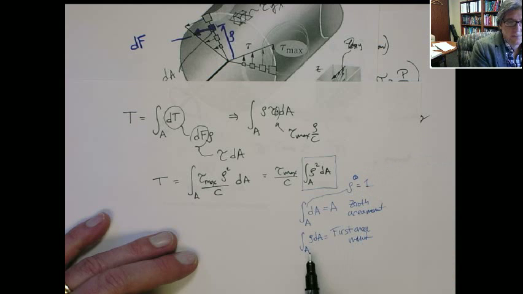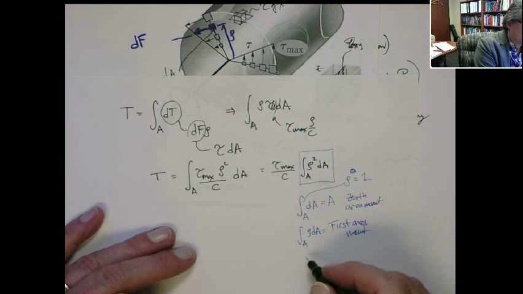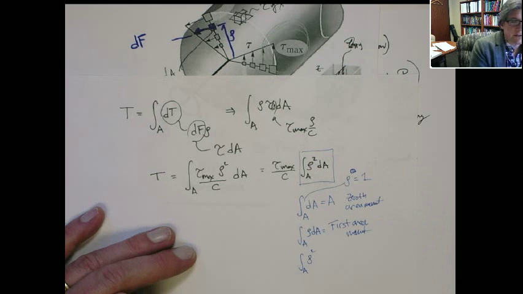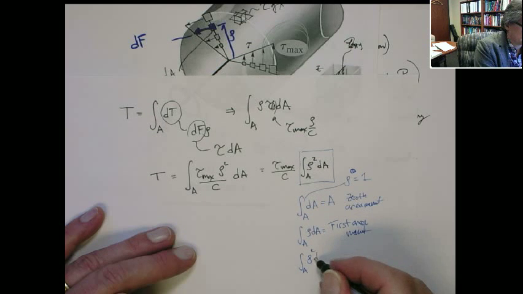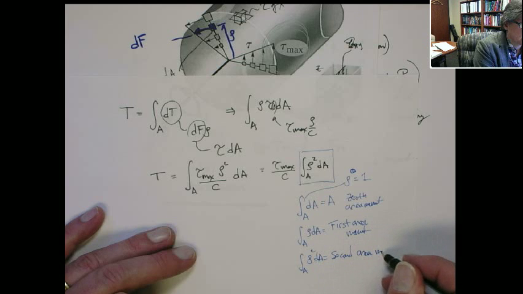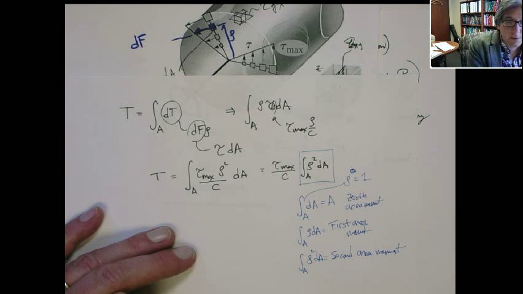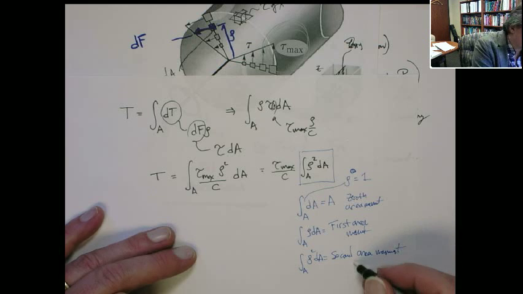And now what we have up here is the second area moment because it involves not rho, but rho squared. So this is the second area moment. Now it's in polar coordinates, so we call it the second polar area moment or something like that, right?